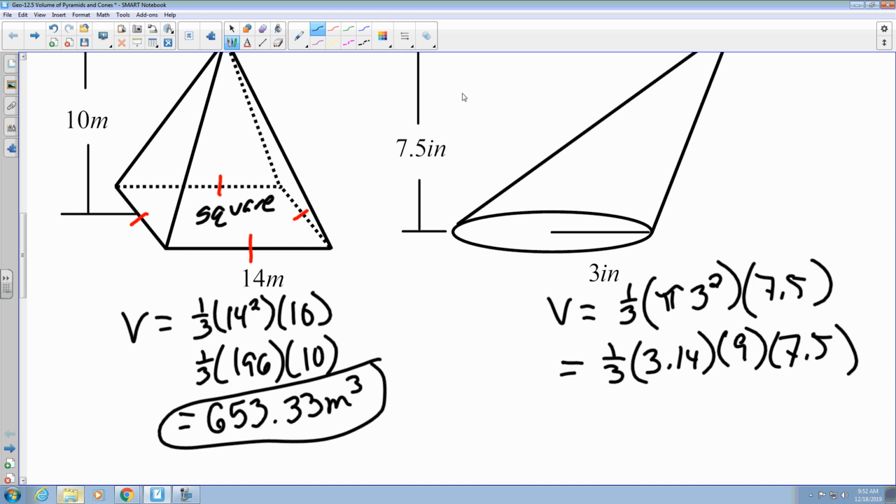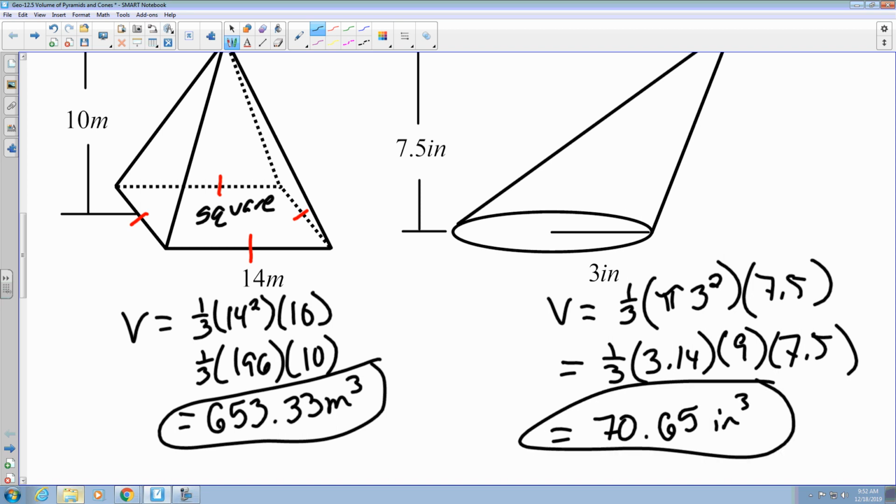So we got 4 terms to multiply. I'm just going to go 7.5 times 9 times 3.14 times 1/3, which gets us to about 70.65 cubic inches.